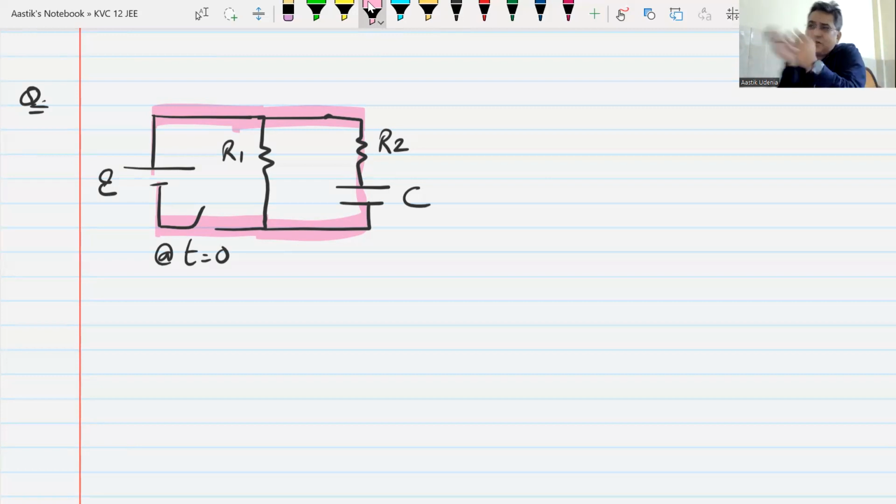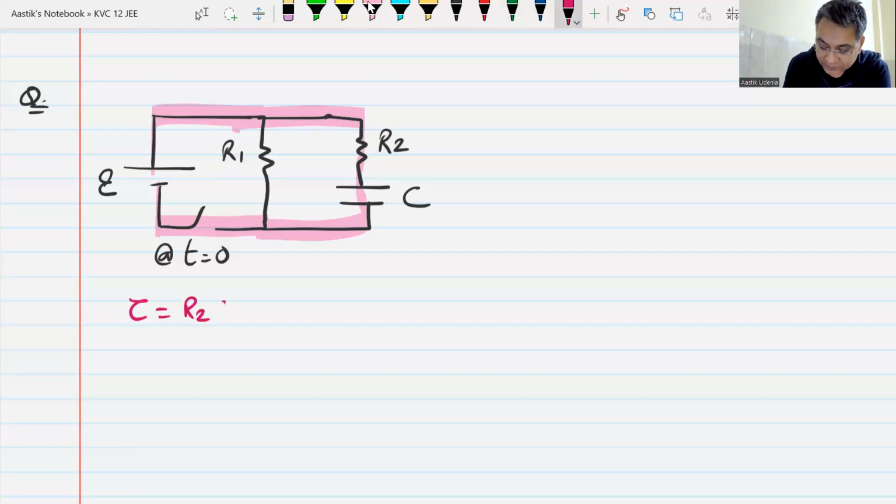So you don't actually have to do anything. You just apply some common sense and not physics. Just looking at the circuit, you can tell me the time constant. What will be the time constant of this circuit? R2C. Yes, the time constant of this circuit is going to be R2C. Do we understand this? Yes or no? Everyone, I am not hearing all voices.